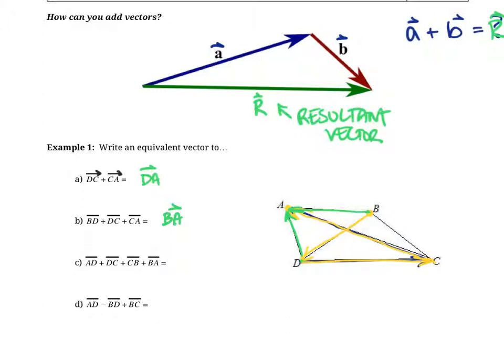Another color. Let's use red. AD plus DC plus CB plus BA. Ooh. What do you notice? We're back to where we started. So what's the resultant vector? We're starting at A and we're finishing at A. You might be tempted to say AA, but really the correct answer here is just 0, right?